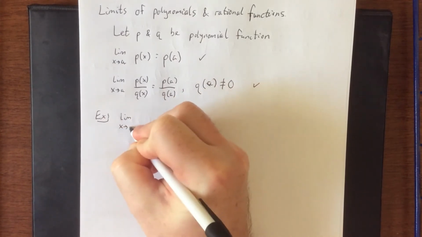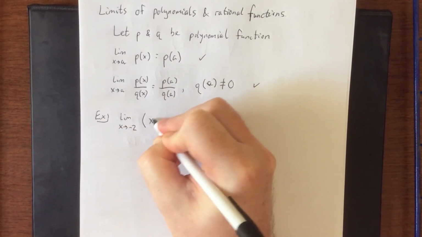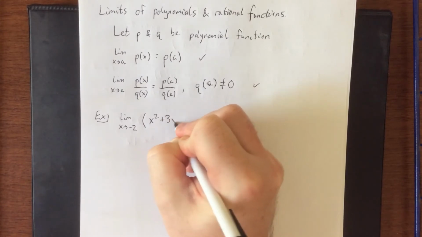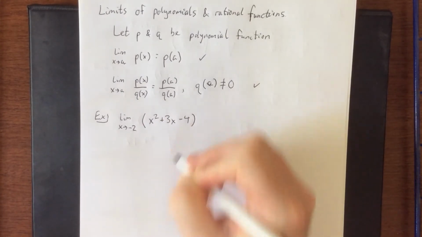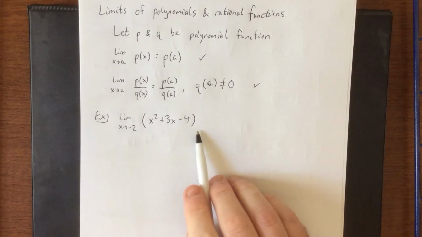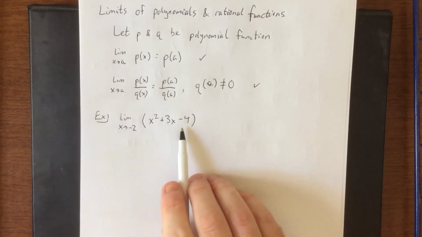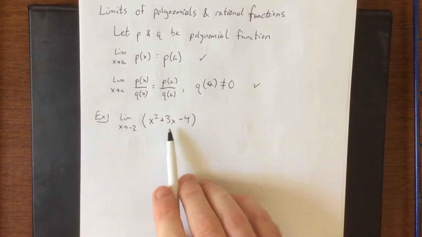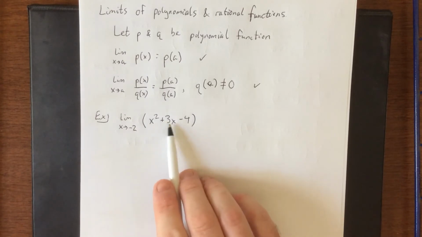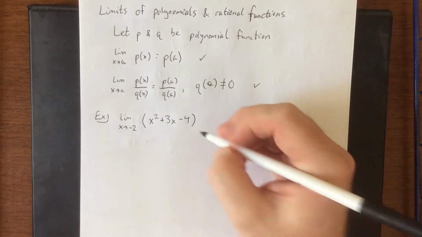Now just to give you a quick example of what this all means, if I wanted to consider the limit as x approaches -2 of x squared plus 3x minus 4. This here is a polynomial function. X squared plus 3x minus 4 contains all of the things that I mentioned just a moment ago. It contains powers, constant multiples, sums, differences, all of those things.